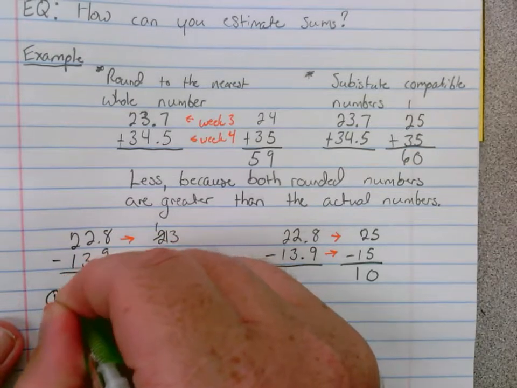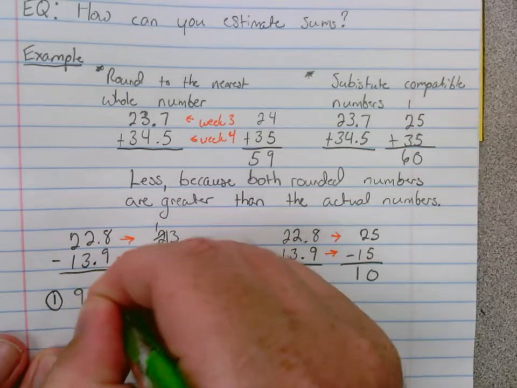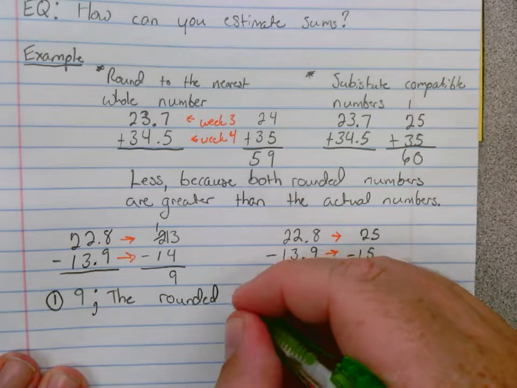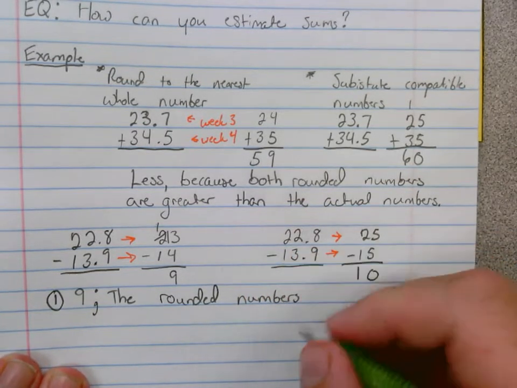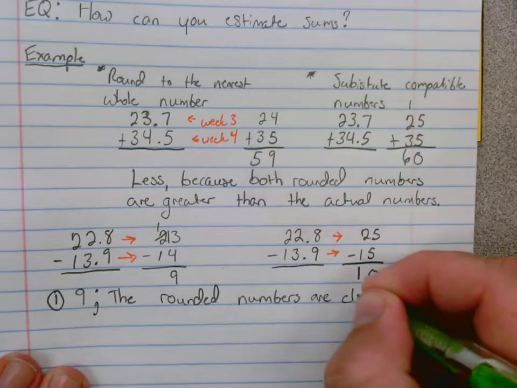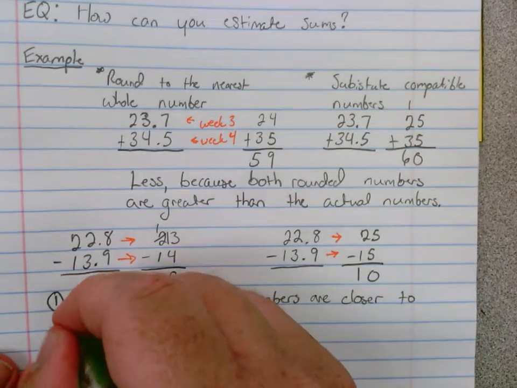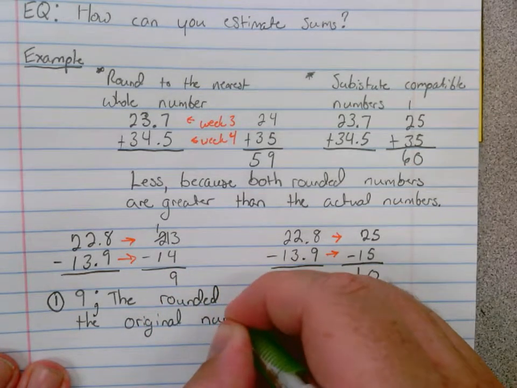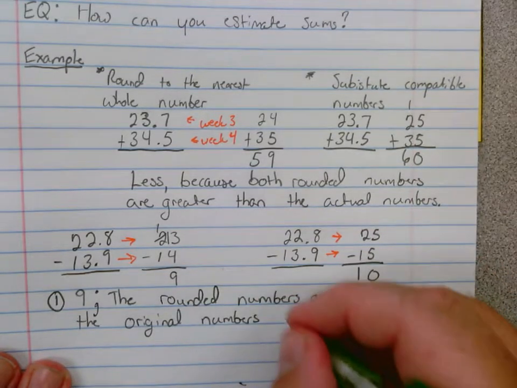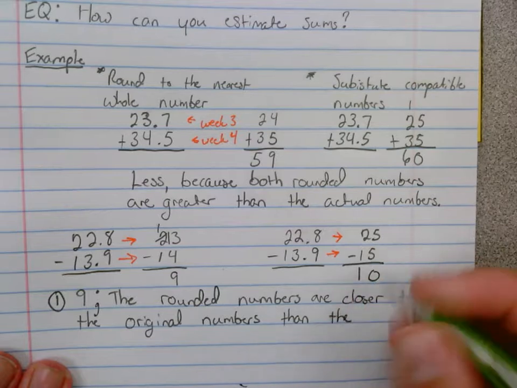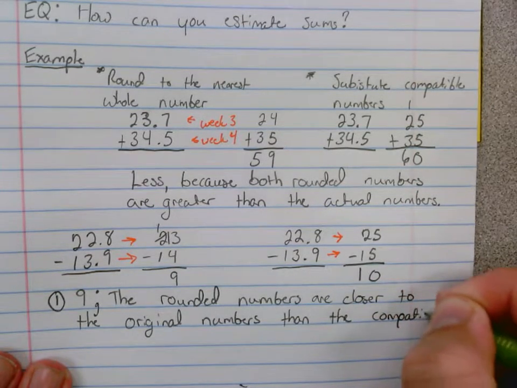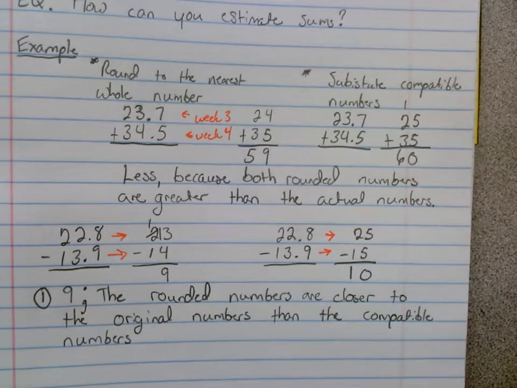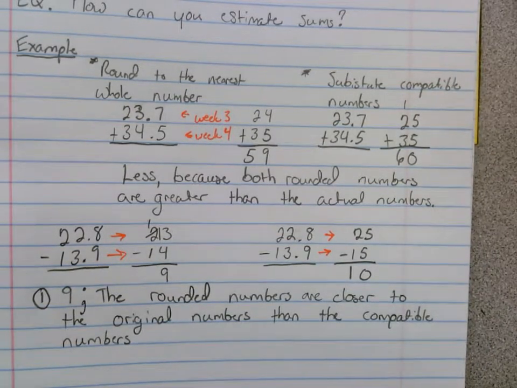So I can explain that by saying the rounded numbers are closer. So the rounded numbers are closer to the original numbers than the compatible numbers.